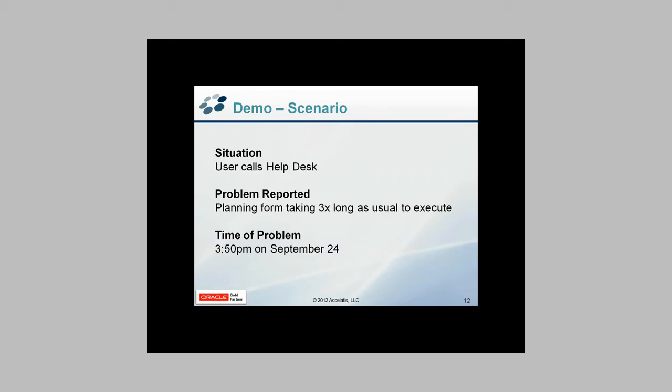Okay. So the scenario that we're going to look at is something very specific. Imagine that a user calls the help desk, and the problem that they report is that a planning form is taking 3 times as long as usual to execute. And in this case, let's just say that the time of the problem was 3:50 p.m. yesterday, for example. And the tools that we're going to show could be literally in real time as it's happening, or we could go back in time and look at activity that took place 2 months ago. It's all in the system. In this case, we're going to be looking at something that happened yesterday.